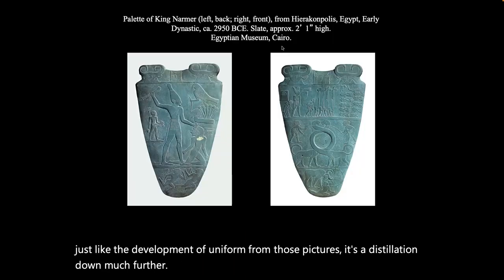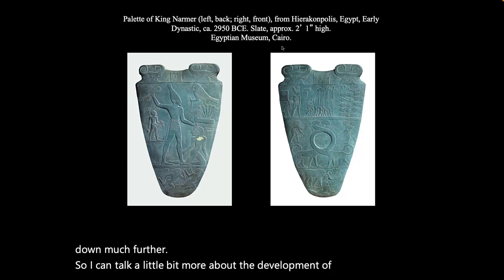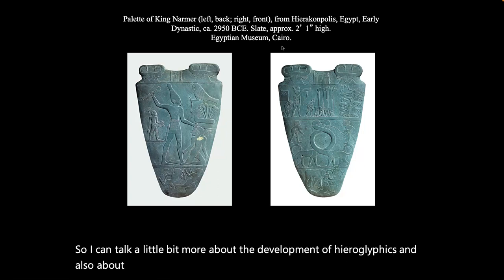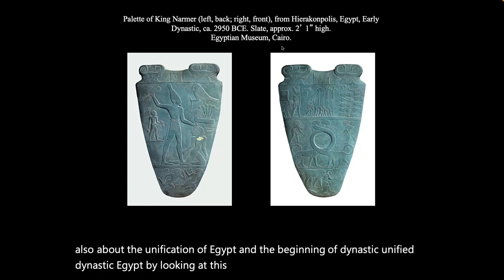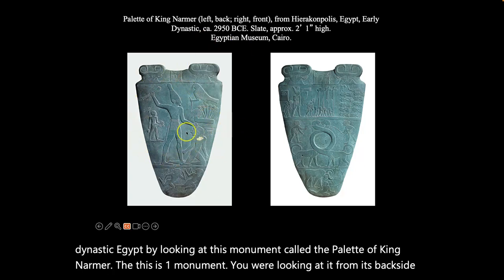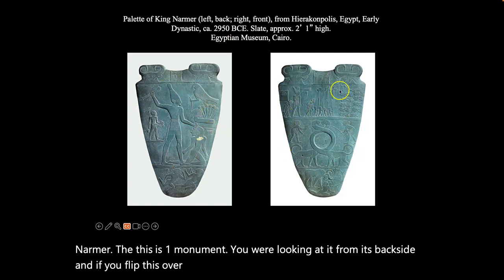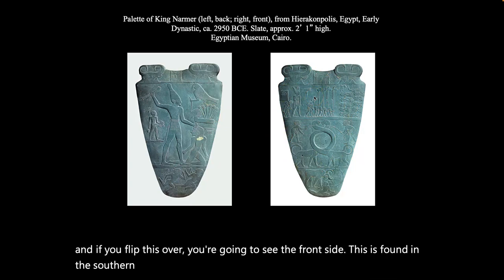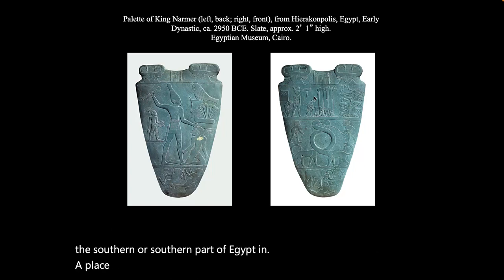So I could talk a little bit more about the development of hieroglyphics, and also about the unification of Egypt and the beginning of unified dynastic Egypt, by looking at this monument called the Palette of King Narmer. This is one monument. You are looking at it from its backside, and if you flip this over, you're going to see the front side. This is found in the more southern part of Egypt, in a place called Hierakonpolis.